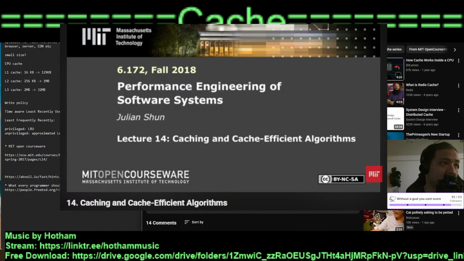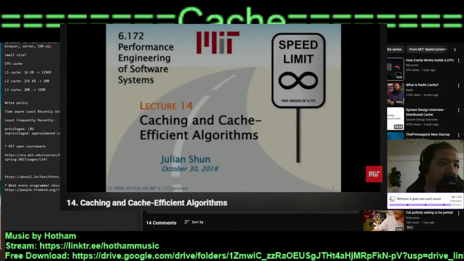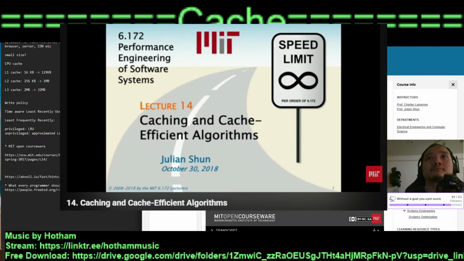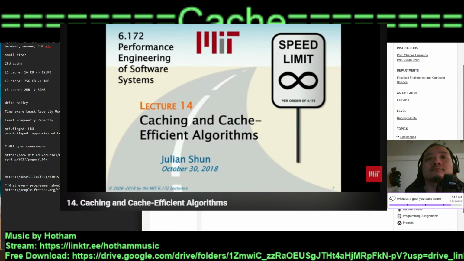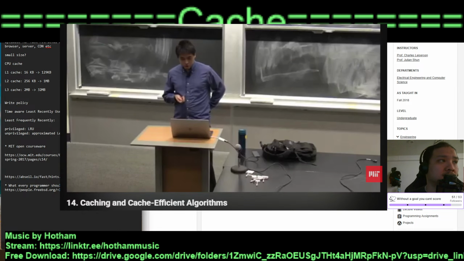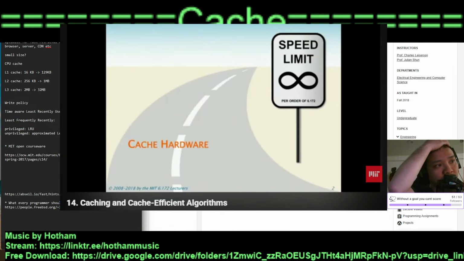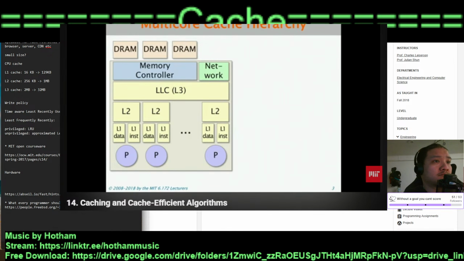Courseware at ocw.mit.edu. All right, so we've talked a little bit about caching before, but today we're going to talk in much more detail about caching and how to design cache-efficient algorithms. So first, let's look at the caching hardware on modern machines today. So here's what the cache hierarchy looks like for a multi-core chip.